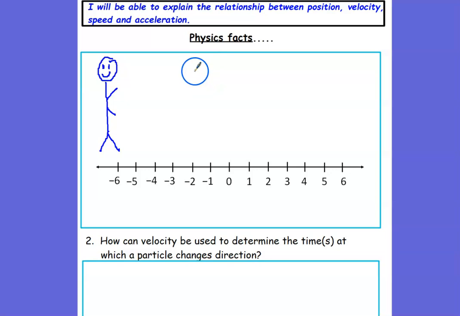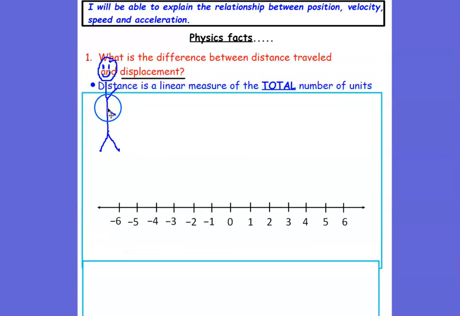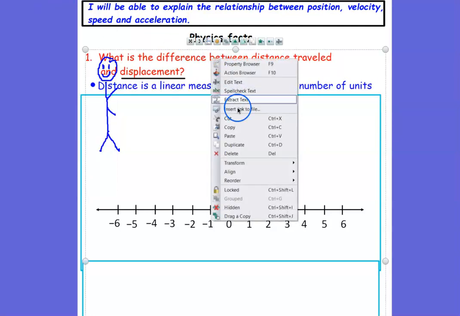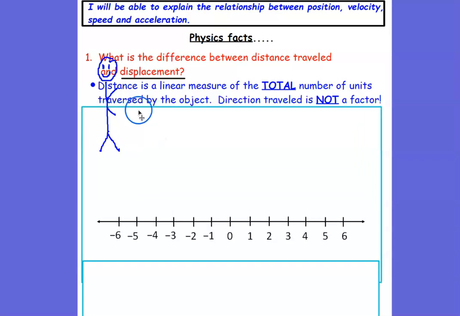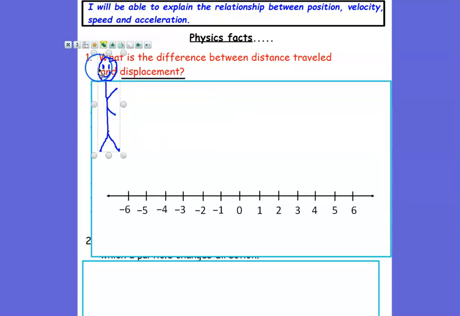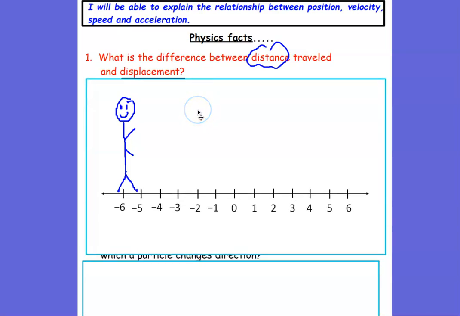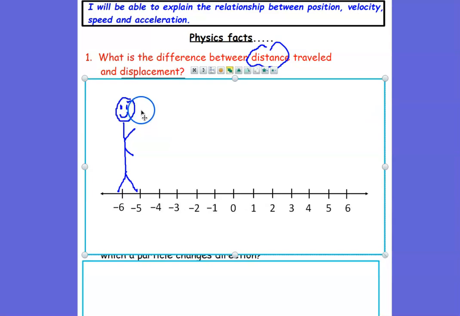All right, let's learn some fun facts in physics. So fact number one, let's go ahead and lock that up. Locked, all right. Let's move this little guy right here. What is the difference between the two D words? Now this is really important. We have distance traveled and we have displacement. So I'm going to use our happy little math guy here to try to help you to understand the difference between distance and displacement. Sometimes distance and displacement can be the same and sometimes they're different.